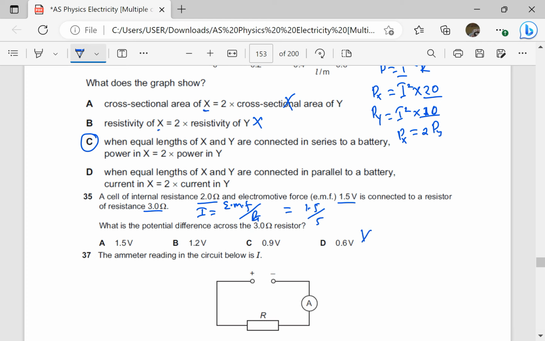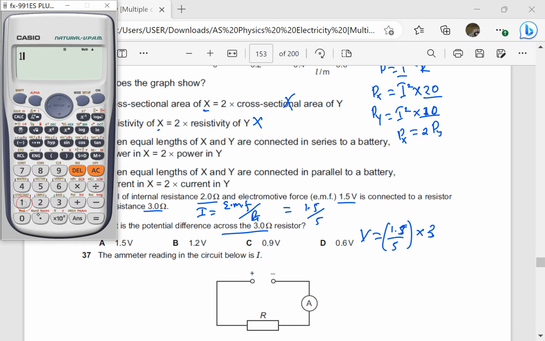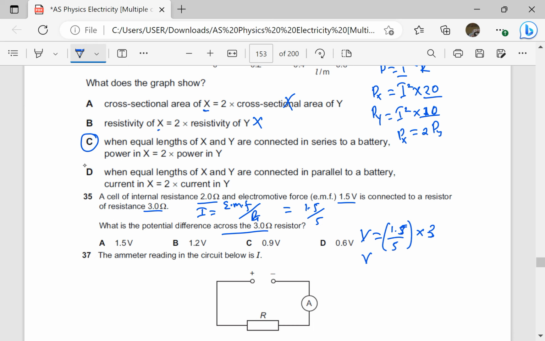Then when I find the PD across the external resistance, I'll get the current through it. Because they're in series, the current is the same. The current is 1.5 divided by 5, times the resistance, which is 3. So we can check 1.5 divided by 5 times 3, which gives us 0.9. So the PD across the 3 ohm resistor is going to be 0.9 volts. So our answer is going to be C.